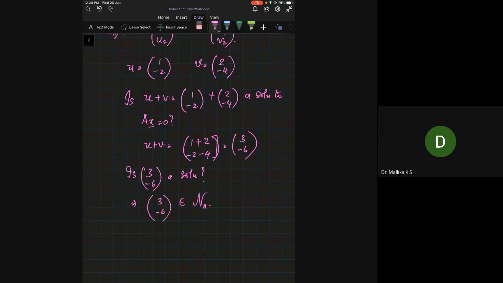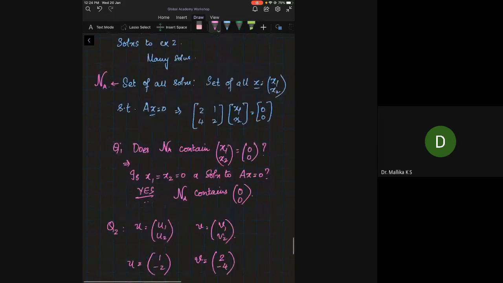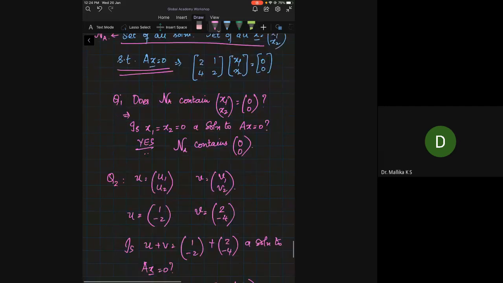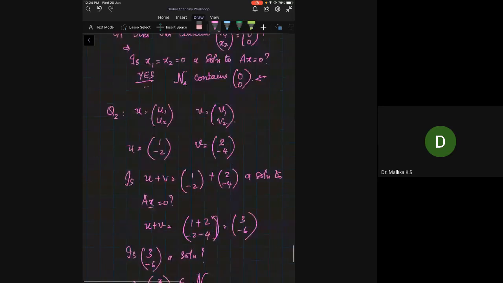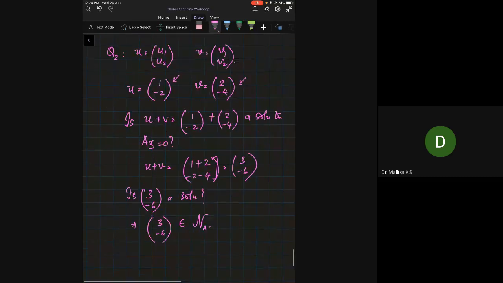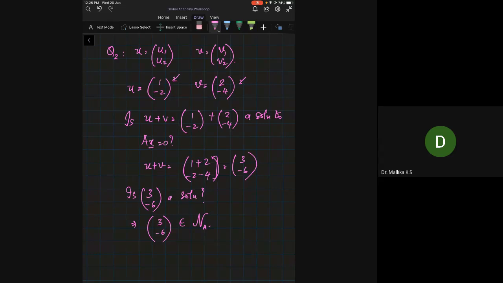Is that correct? NA is nothing but the set of all solutions to Ax equal to 0. Now we see it already contains the 0 vector. Then we found two vectors which are solutions to the system of equations, namely (1, minus 2) and (2, minus 4). And then we took the linear combination of these two, and said that the combination is also a solution to Ax equal to 0. That means this u plus v is also an element in NA. Is that right? That's what we have to conclude.